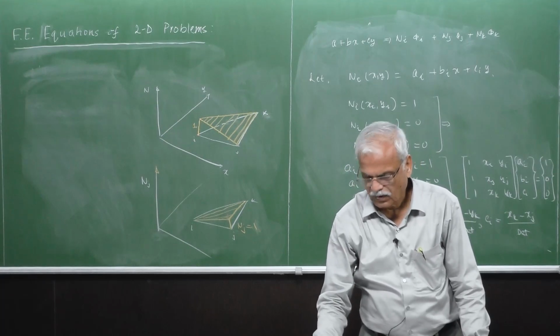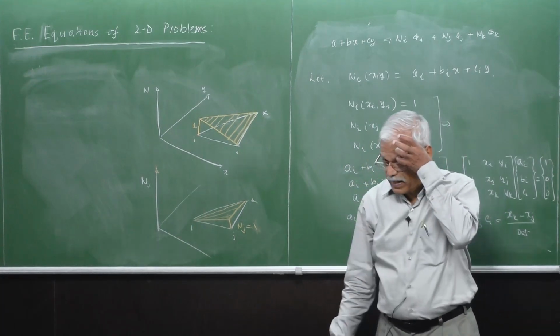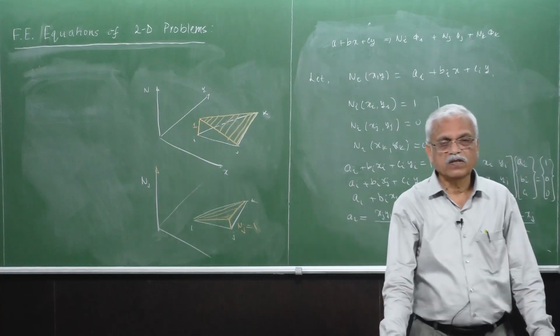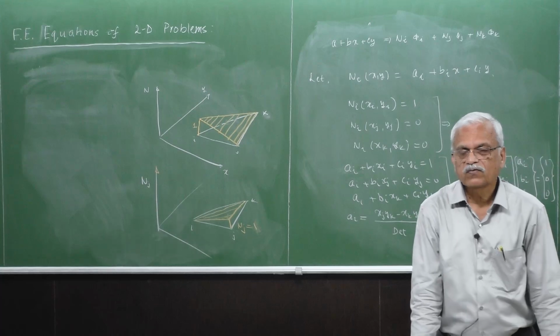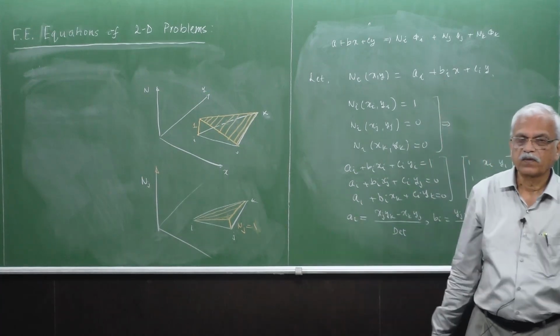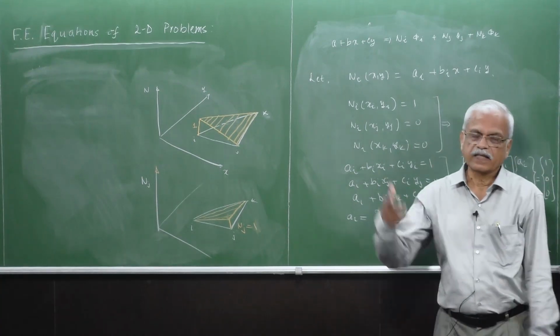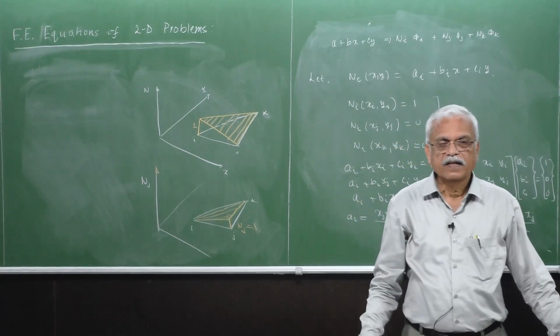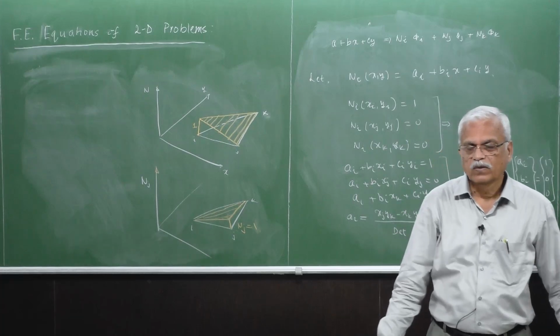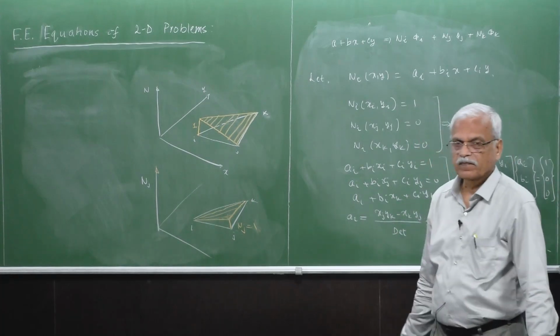So this is a very systematic procedure. The same procedure will be followed for deriving approximate functions for any other element. This is a three-noded triangle. There can be many other elements like rectangles, quadrilaterals, and higher order elements, but the procedure is all the same.